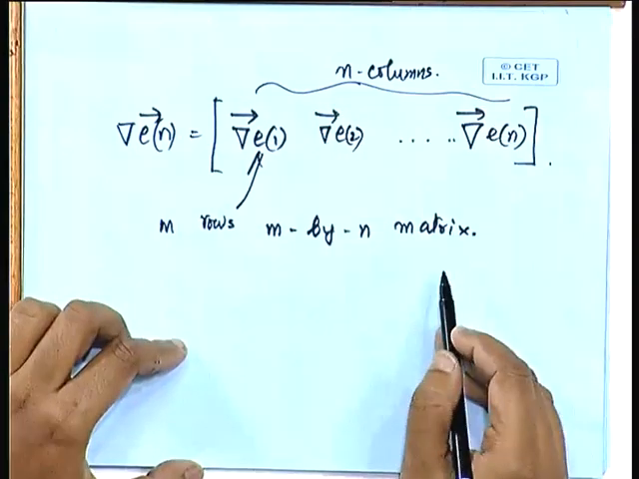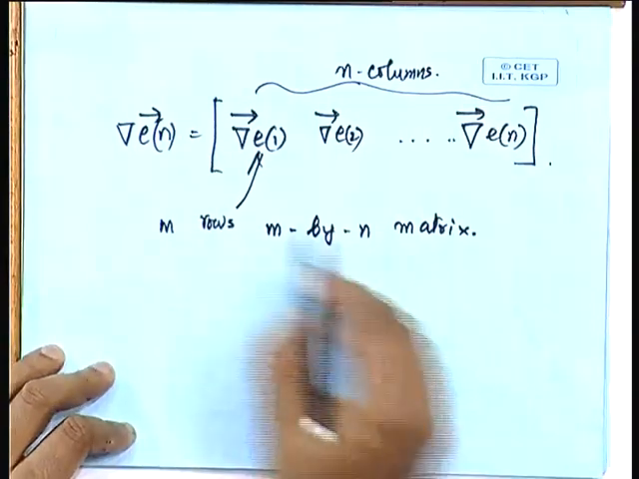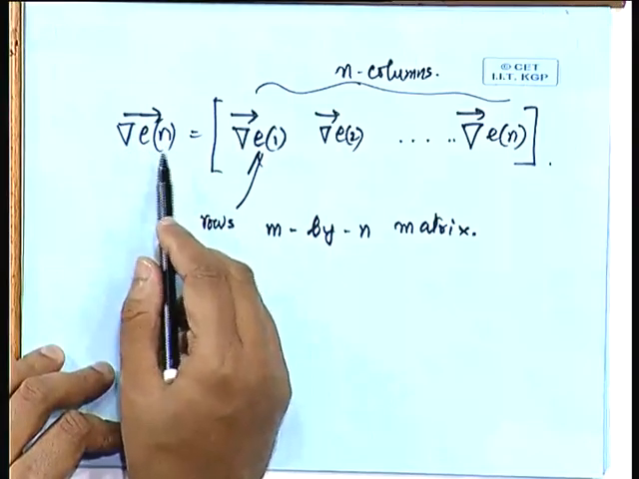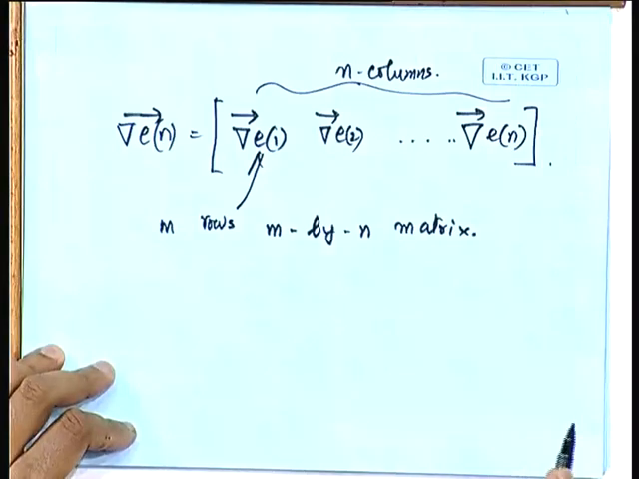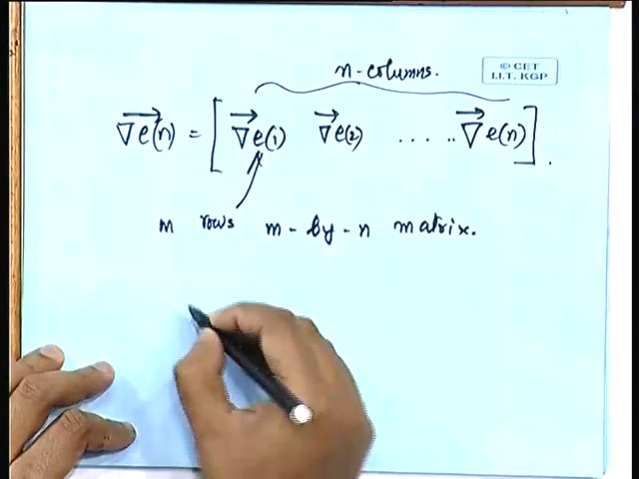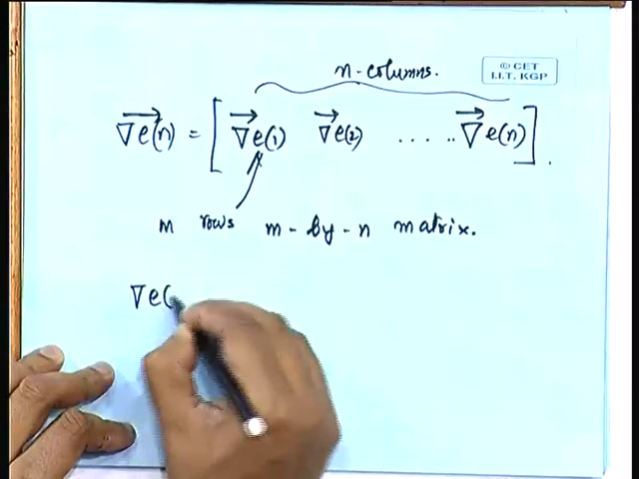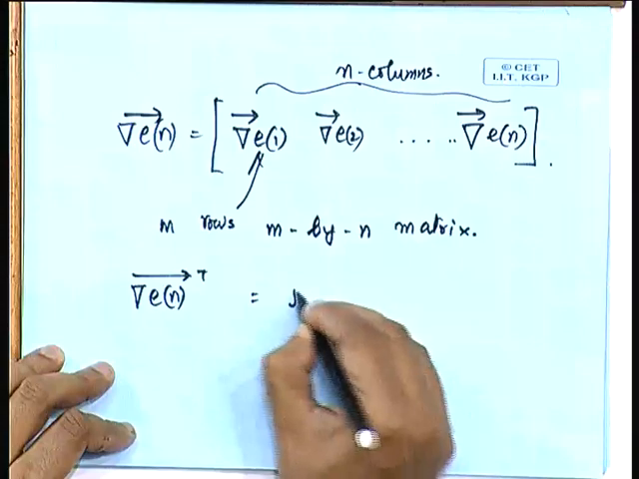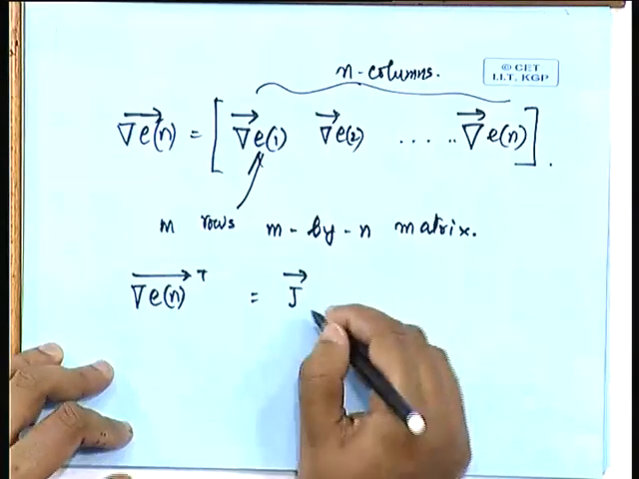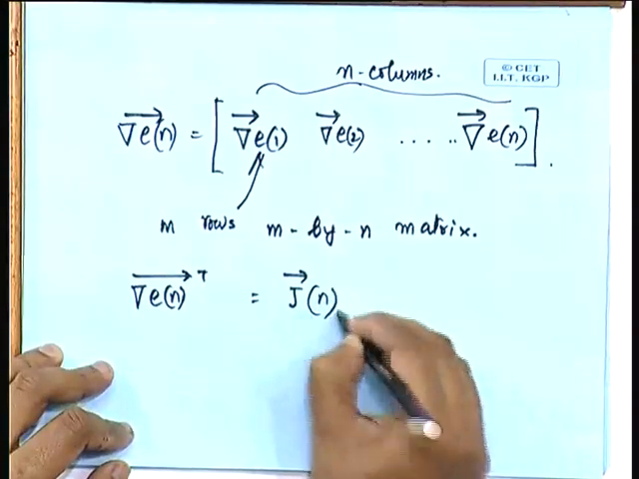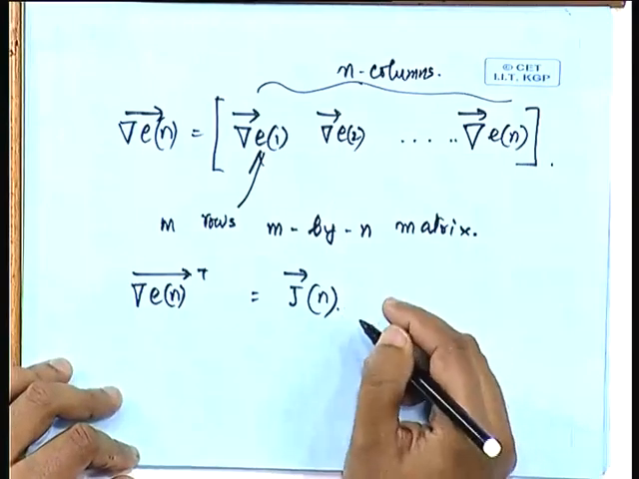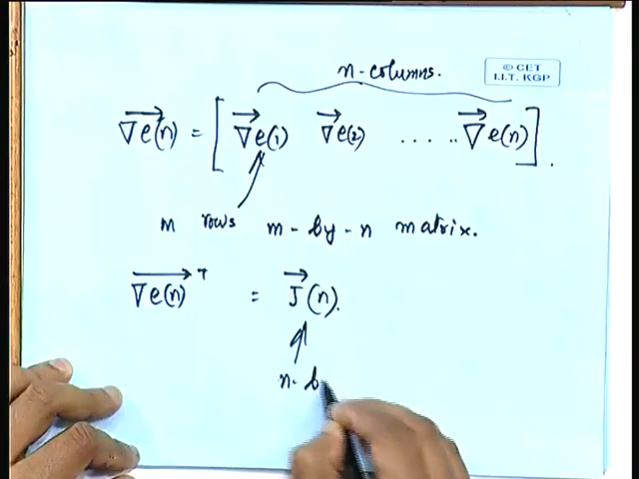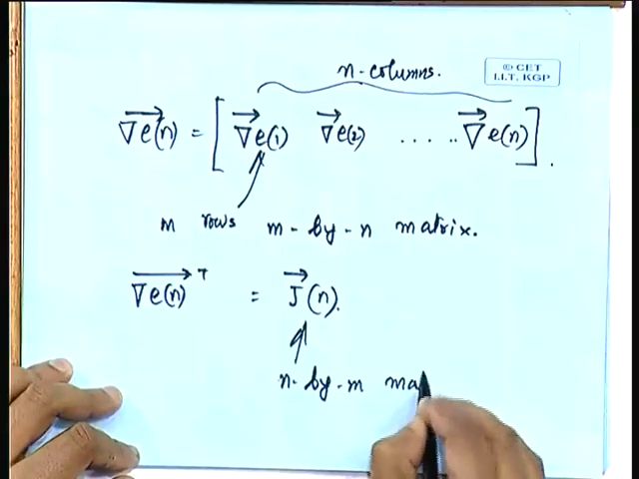So, it is an m by n matrix, and this matrix that we have got will be described as grad En matrix. Now, if I take the transpose of this matrix, grad En's transpose, that is defined as the Jacobian matrix. And so, what is the dimensionality of the Jacobian matrix? The Jacobian matrix in this case is an n by m matrix.